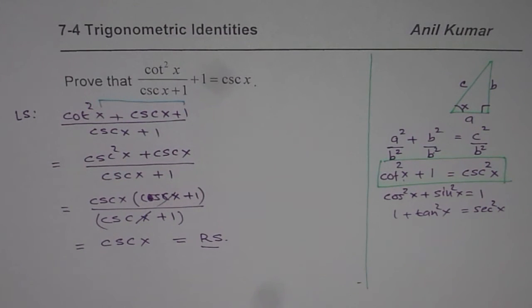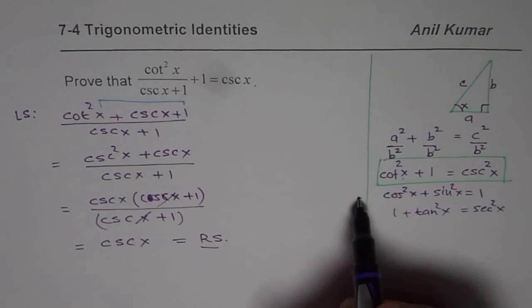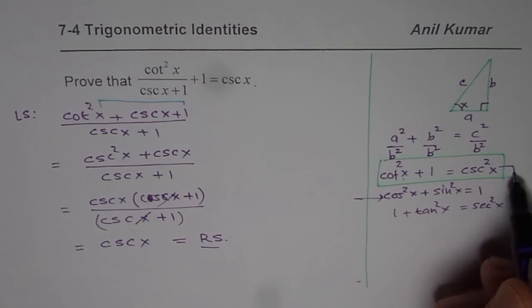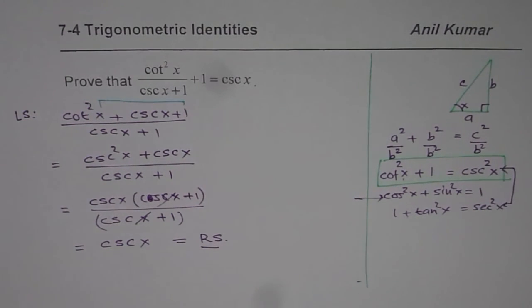So adopt this kind of approach to solve all trigonometric identities which involve tan, cotangent and all, right? You have been using only this identity amongst the Pythagorean identities. I'll encourage you to use these two also whenever permitted, right?